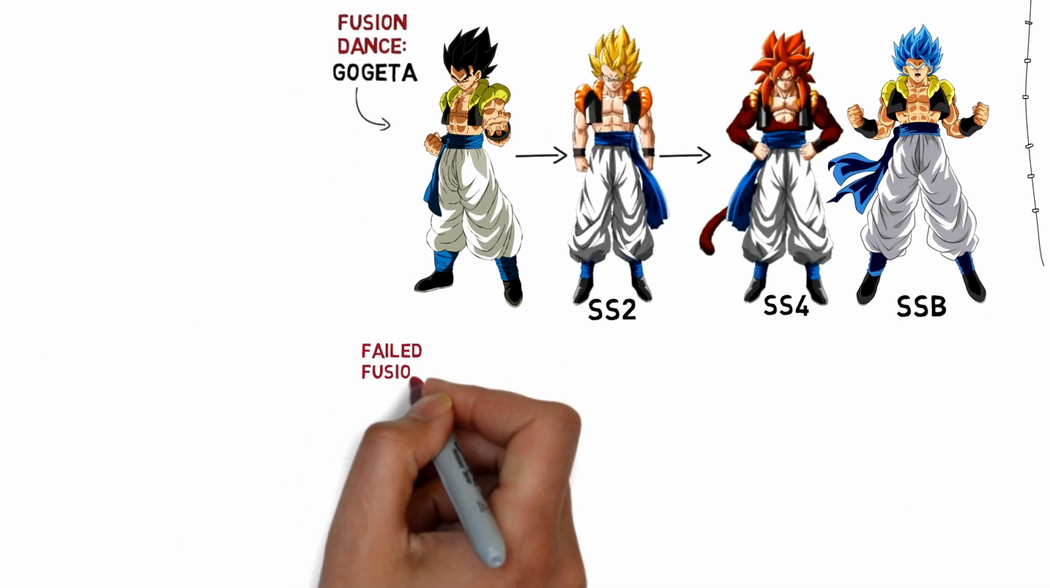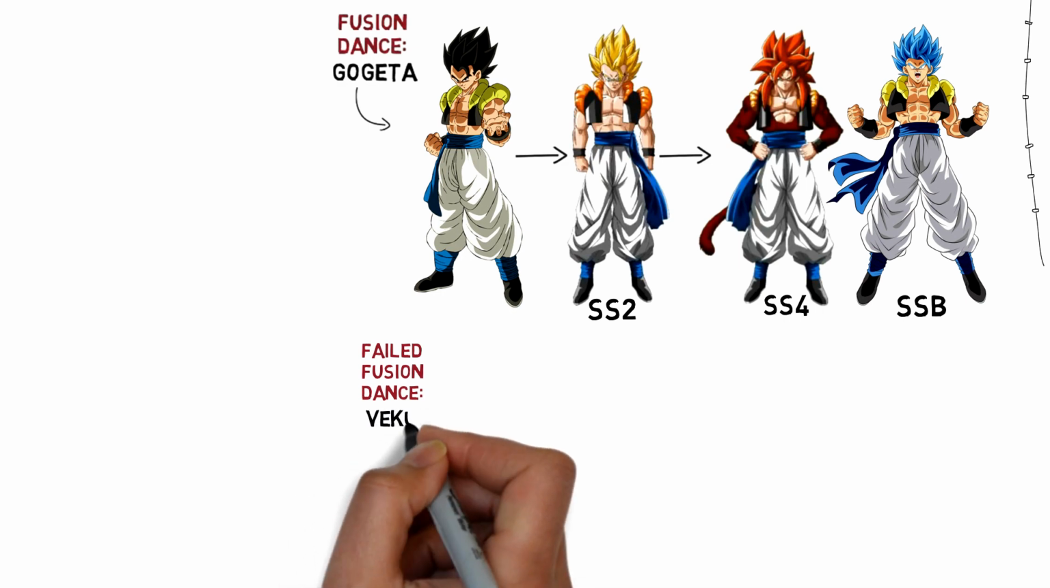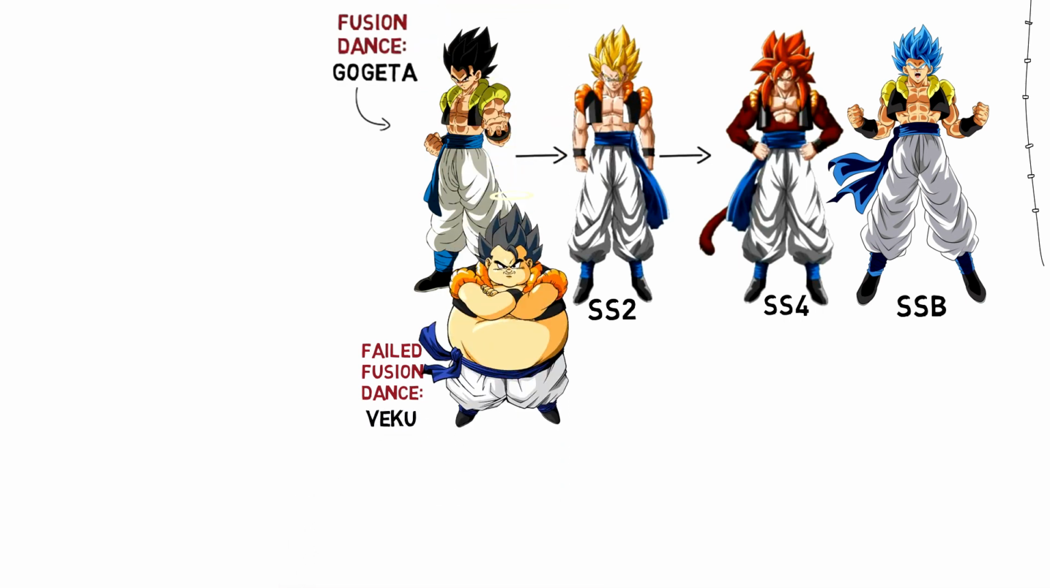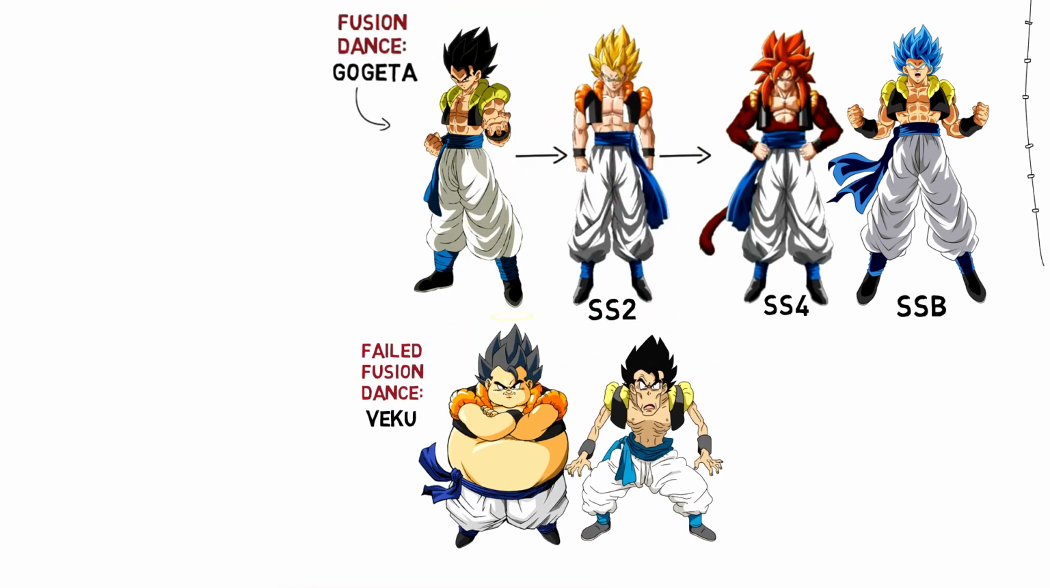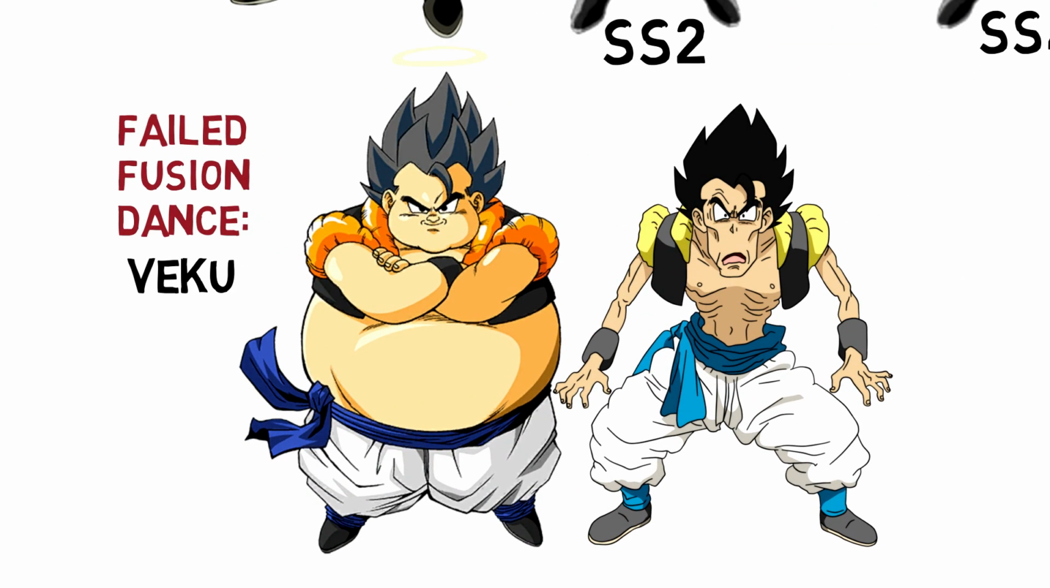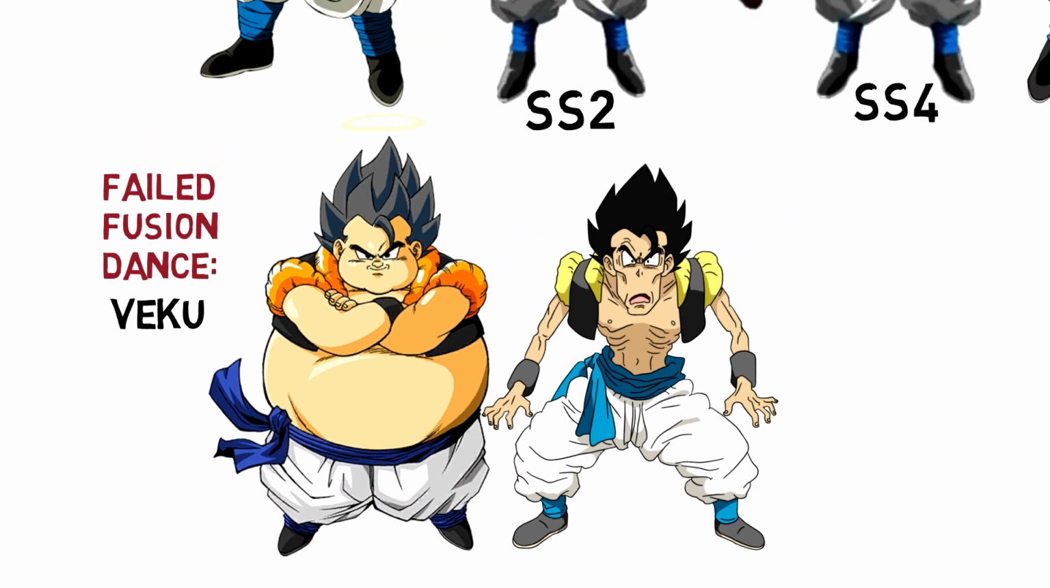And about Goku's fusion dance with Vegeta, making mistakes in the ritual will end up in a failed fusion, forming Veku, a failed version of Gogeta. He can exist as Fat Veku or Thin Veku.